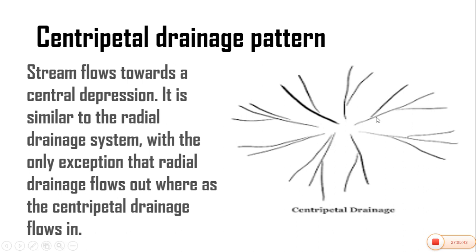The image on the screen is a typical representation of the centripetal drainage system. It looks like the radial drainage system, but in the radial drainage system the water is draining and flowing away. In the centripetal drainage system, the water is flowing in from those channels. This brings us to the end of this lesson today on drainage.